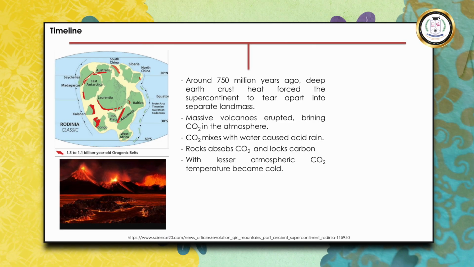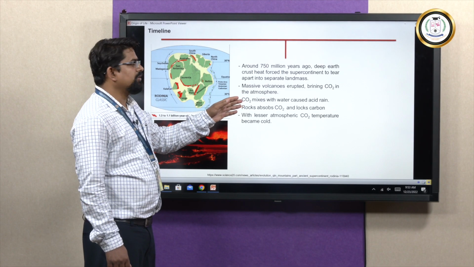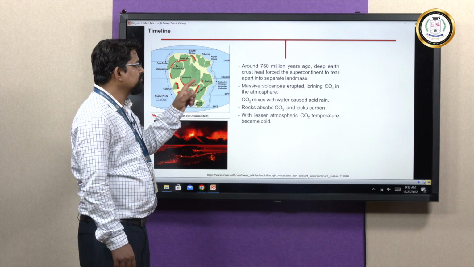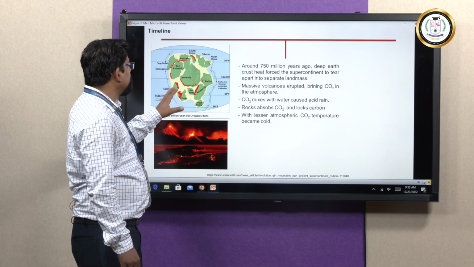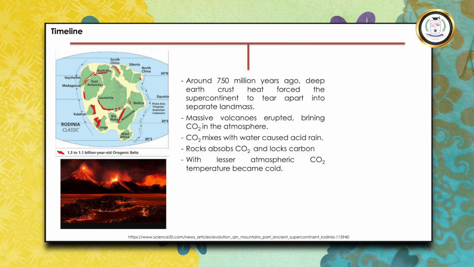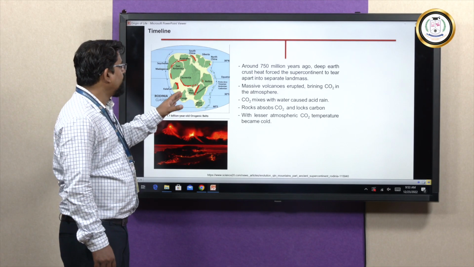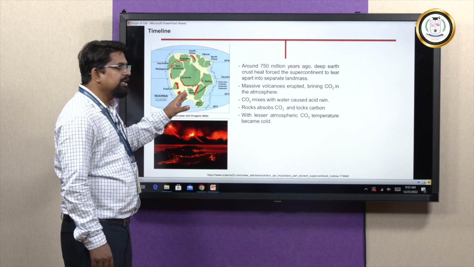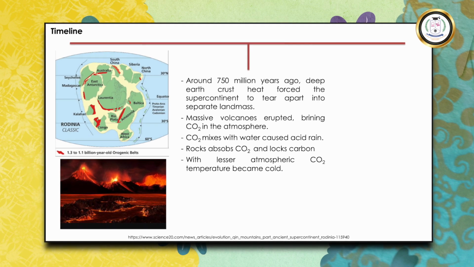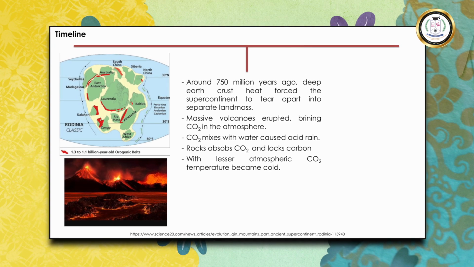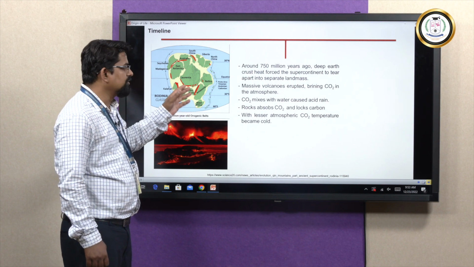So around 750 million years ago, deep Earth crust heat forced the supercontinent. You remember we talked about the Rodinia supercontinent in the previous slide. So that supercontinent tore apart into separate landmasses, as you can see here, and as a result the space which was created because of the separation in the landmass was filled with water, and thereby causing the formation of the sea. So in the sea we can see it is near to the landmass, it is shallower than the open ocean, and that is how the sea was originated or created.